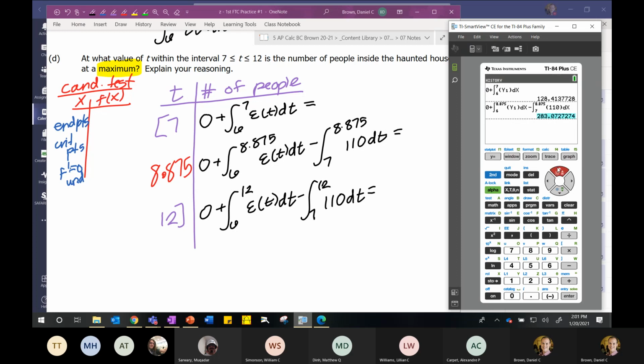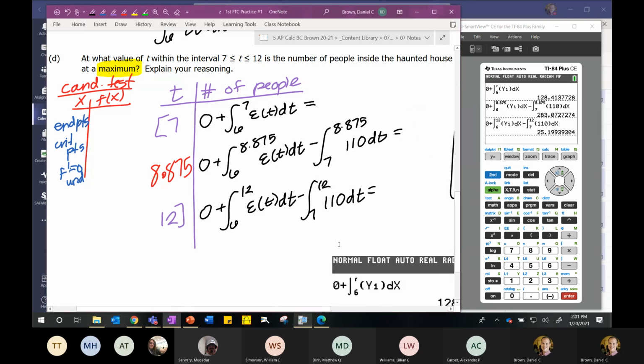And then I want to do that same thing for midnight. So I'm going to go up and select that option and change my upper limits of integration to 12. And we see that there's only 25 people left in the haunted house at midnight, which is good because that's probably near closing. So if we were going to answer this question, I'm going to be lazy and not type in all those numbers.